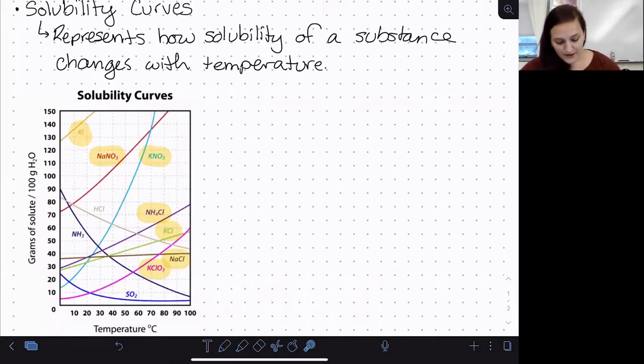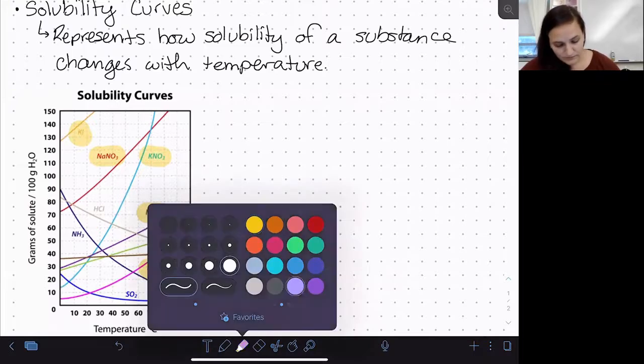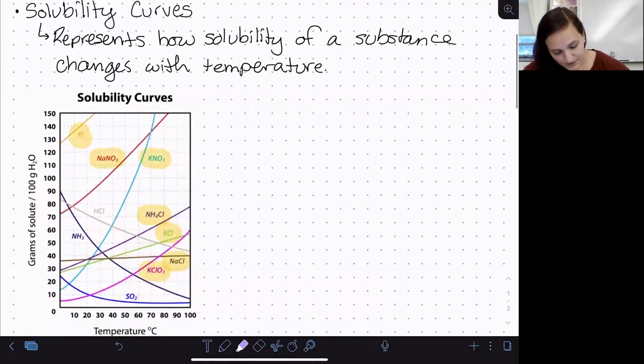We also have some gases represented here. Hydrochloric acid, ammonia, and sulfur dioxide all have curves that go down as temperature increases, meaning that they get less soluble as the temperature goes up, which is characteristic of gases. So this is a visual way to see how the temperature affects the solubility.